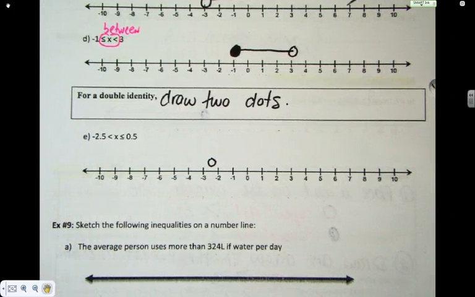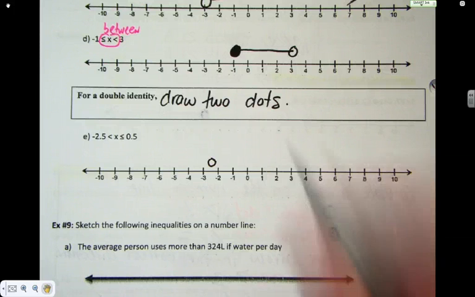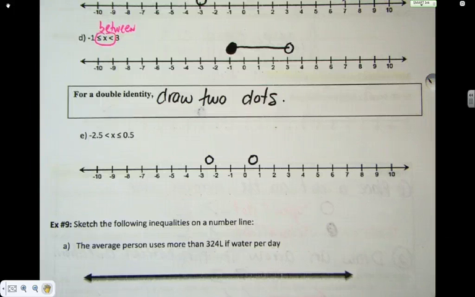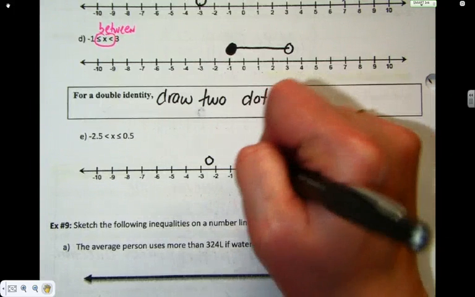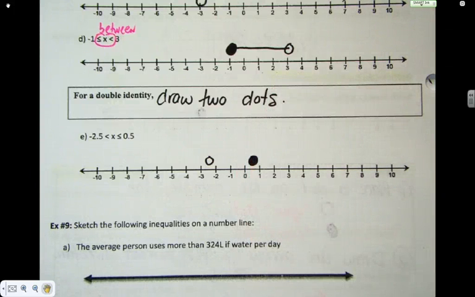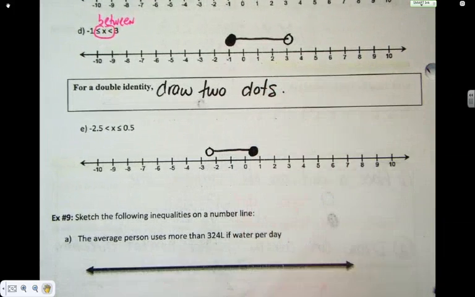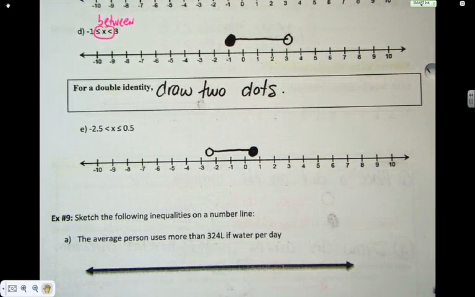Awesome. Where am I going to put the next dot? Between 0 and 1. Am I going to color it in? Why? What do I do with the second step? Draw a line, connect them. There's graphically all the numbers between negative 2.5 all the way up to 0.5, but not counting negative 2.5.